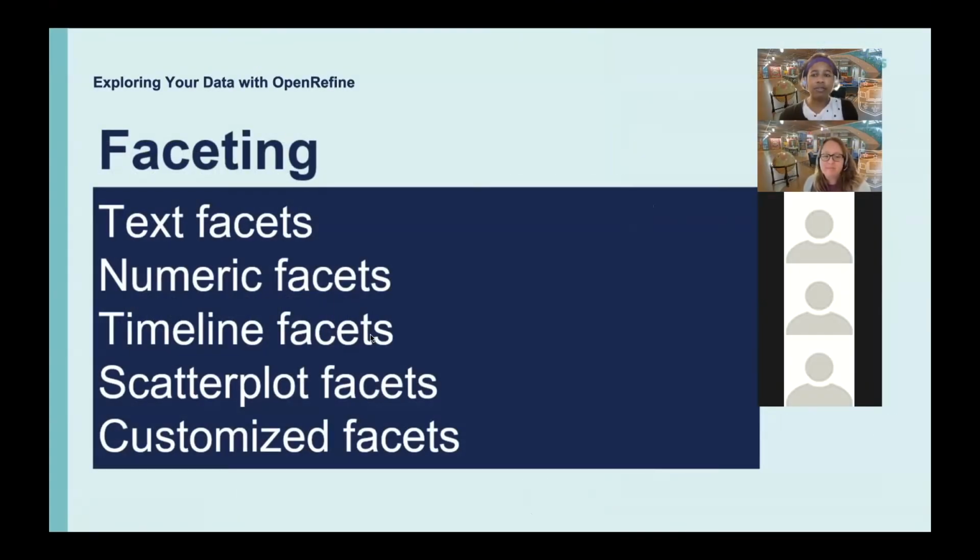So then I'm going to go over faceting. Today we're going to demo some of these, but some of the most common faceting that you can do with OpenRefine, where you're essentially just grouping things together, is text facets, numeric facets, timeline facets, scatter plot facets, and then you can customize your own facet.